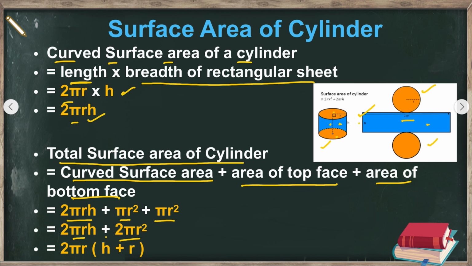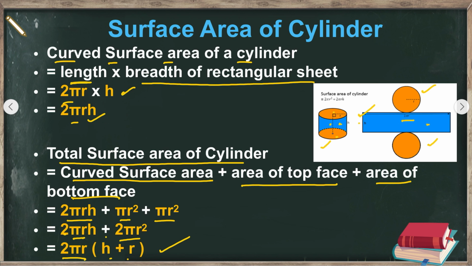Now you will see we have 2 common, pi common, and also one r common. So we'll take 2 pi r common, and what remains inside is h plus r. So this is the formula to calculate the total surface area of a cylinder.